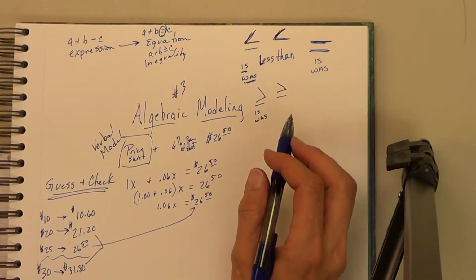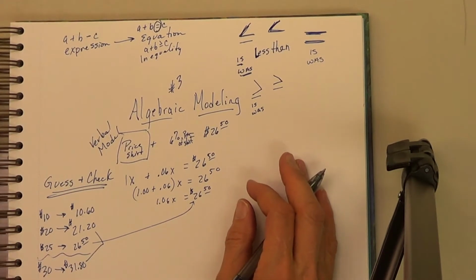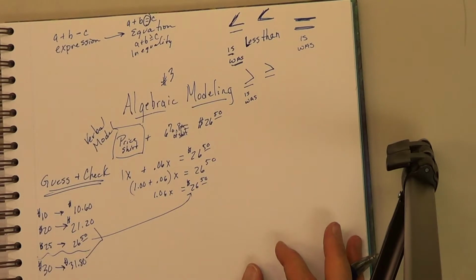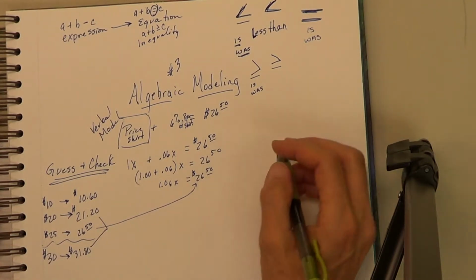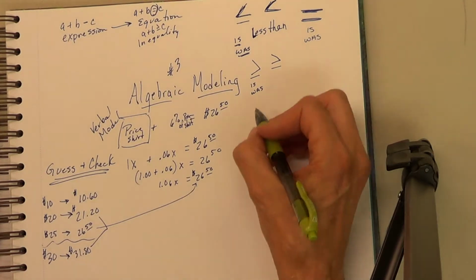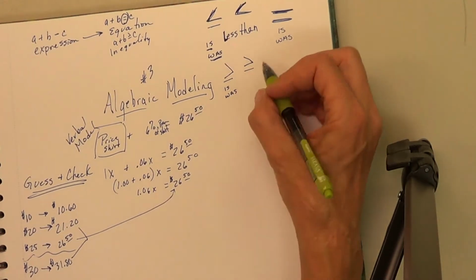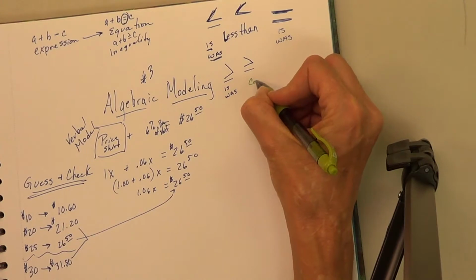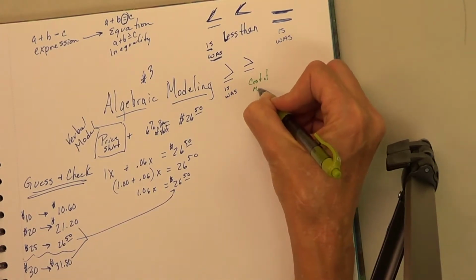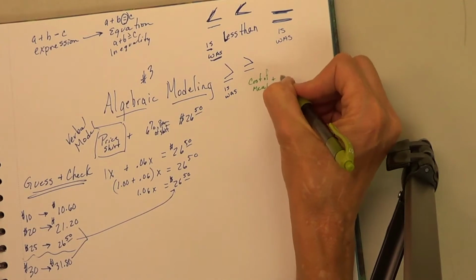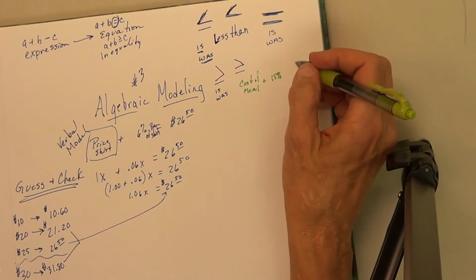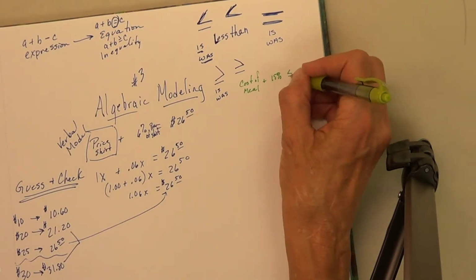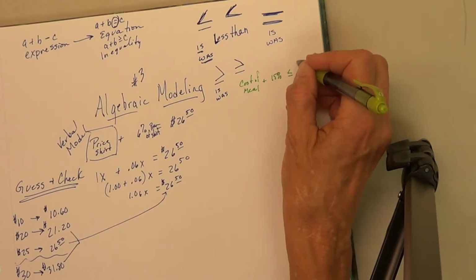Okay, so that takes us to the next problem that we're looking at. It says that Kristen can spend a maximum of $50 for a birthday dinner at a restaurant, including the 15% tip. So she's trying to figure out, okay, how much can I go for this birthday dinner? So we take cost of meal plus 15% is less than or equal to my budget.